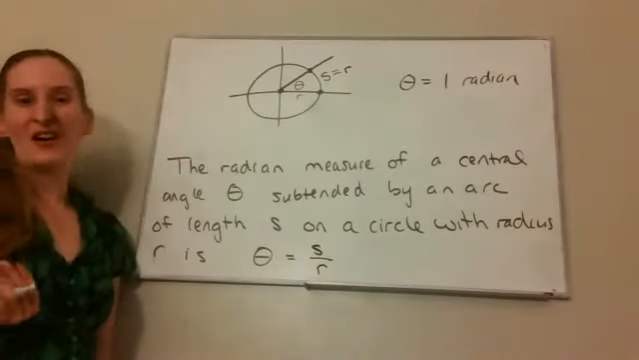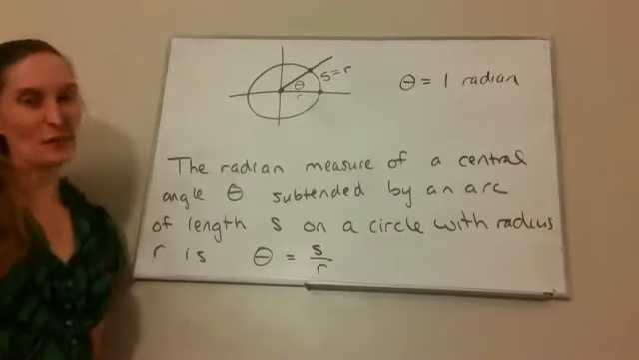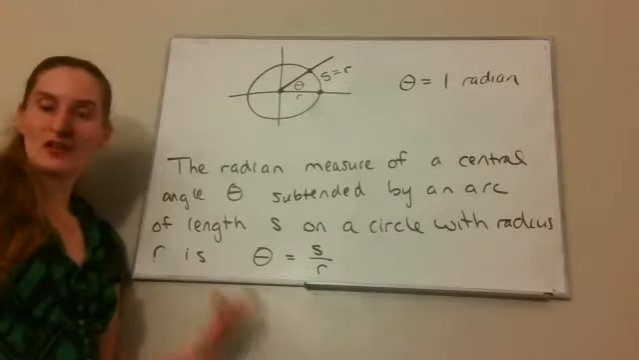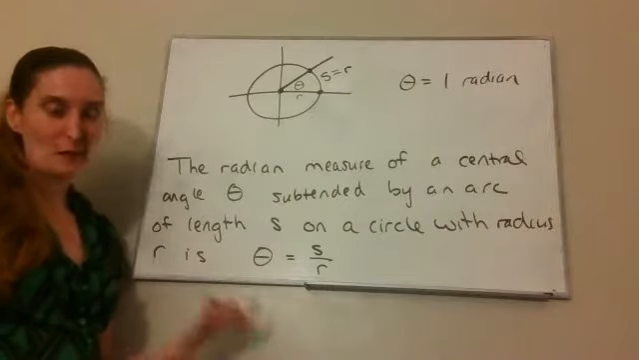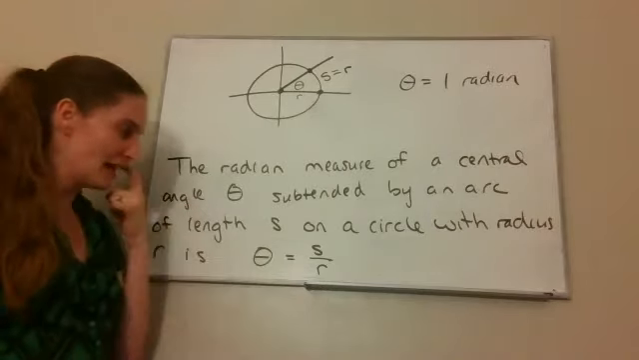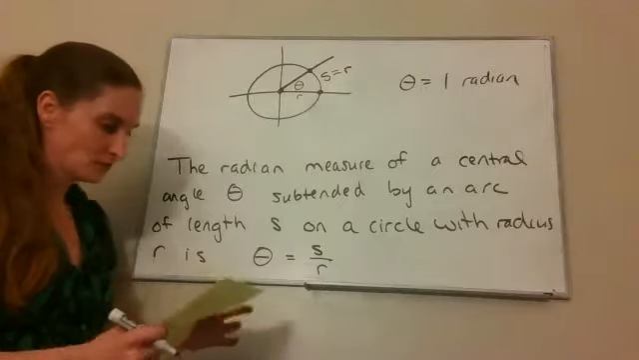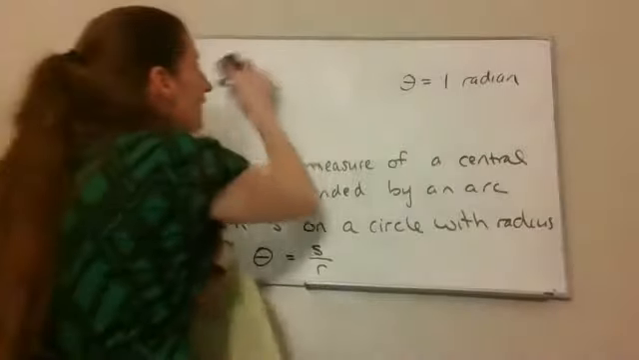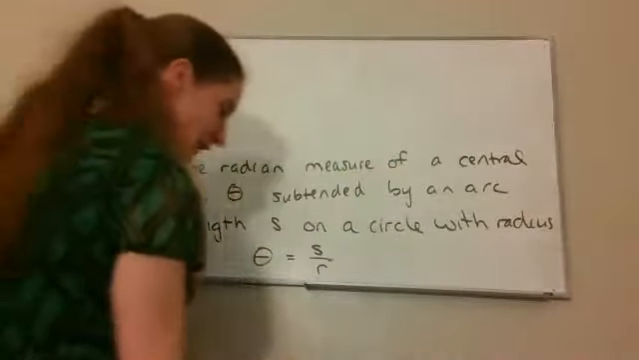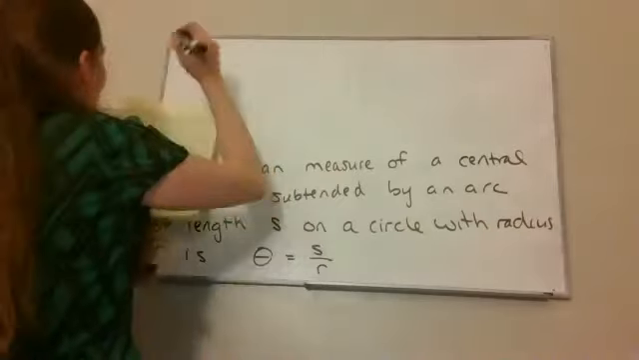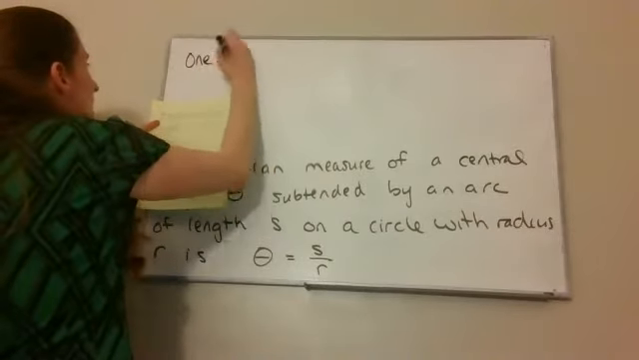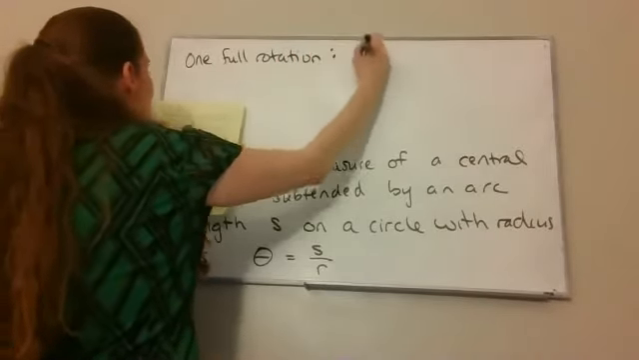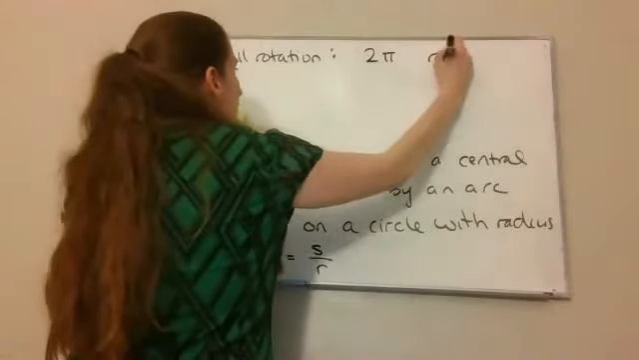So if S and R are exactly equal to each other, that's when we have a measure equal to 1 radian. But this formula gives us the angle measure for any amount of radians. It's the ratio of the arc length S to the radius R. One full rotation when using radians, instead of calling it 360 degrees, we say it's 2 pi radians. One full rotation is 2 pi radians.